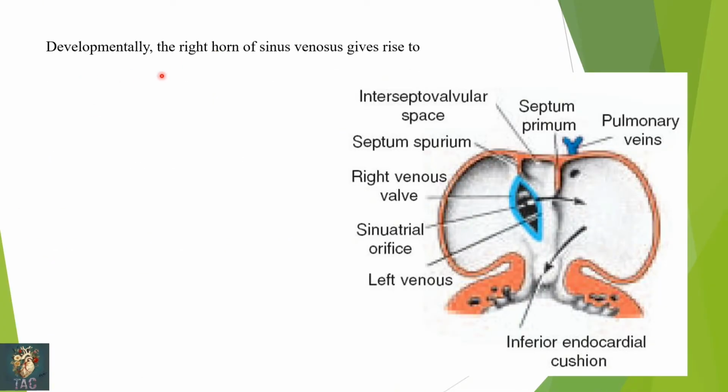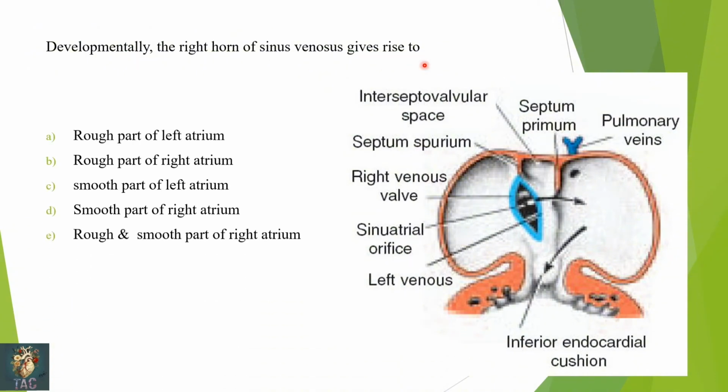Next MCQ is: developmentally the right horn of the sinus venosus gives rise to which of the following? The options are the rough part of the left atrium, rough part of the right atrium, smooth part of the left atrium, smooth part of the right atrium, or rough and smooth part of the right atrium both. So we all know this area is the part which is derived from the sinus venosus, also called the sinus venarum, and this is the smooth walled part of the right atrium which is derived from the sinus venosus. So D is the correct answer.